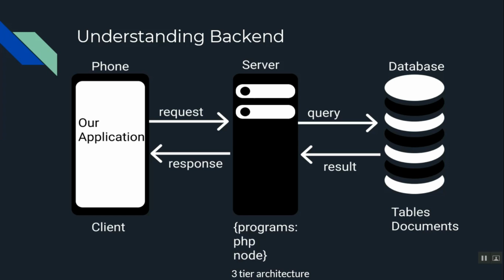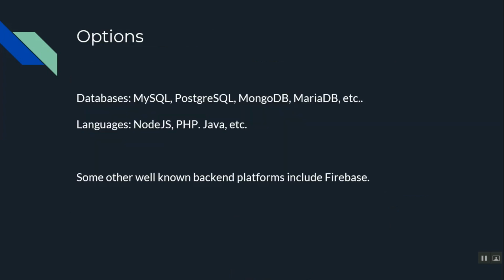Suppose we want to look for somebody's phone number in our telephone directory. In the query we will give the address of that person and the database will generate the phone number as a result. Now the server will take that phone number and send it to the client as a response. So that's how the 3-tier architecture will work. This is the data flow, and now let's see what our options are.